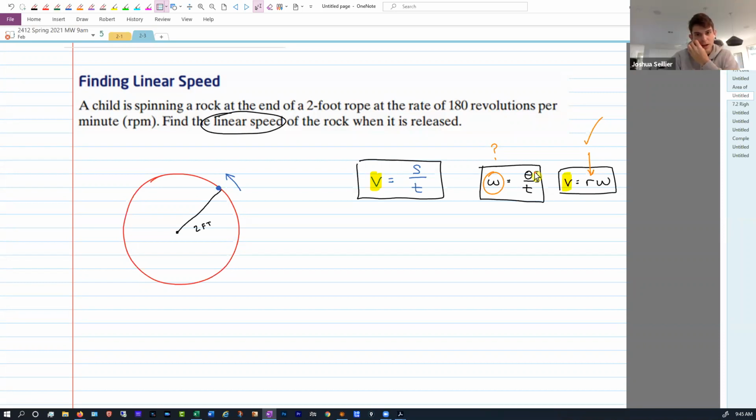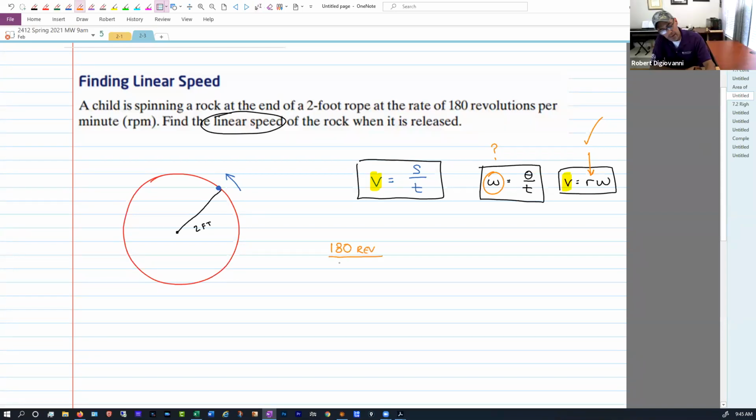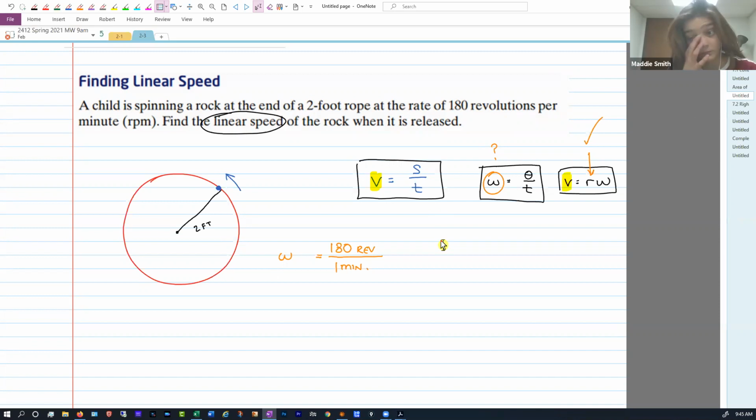We do have 180 revolutions in 1 minute. Let me write that down. 180 revolutions in 1 minute. This is kind of an omega, but 180 revolutions is not in radians. We need this in radians in order to use the formula. So what is 1 revolution? How much is that in radians? 2 pi.